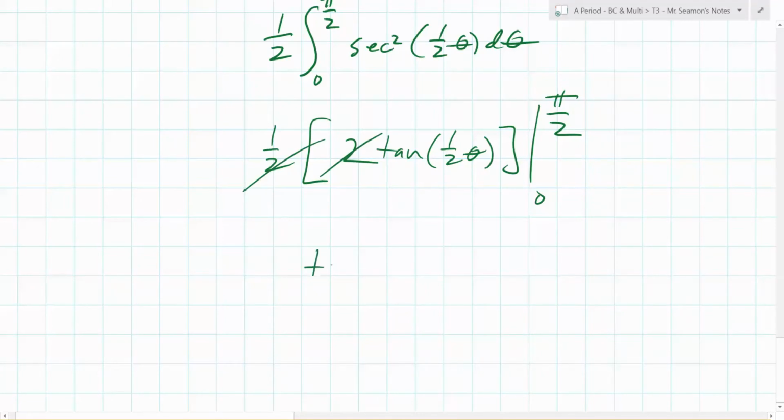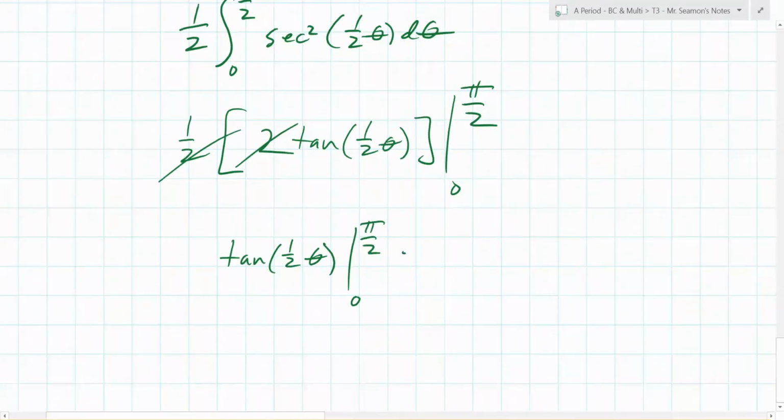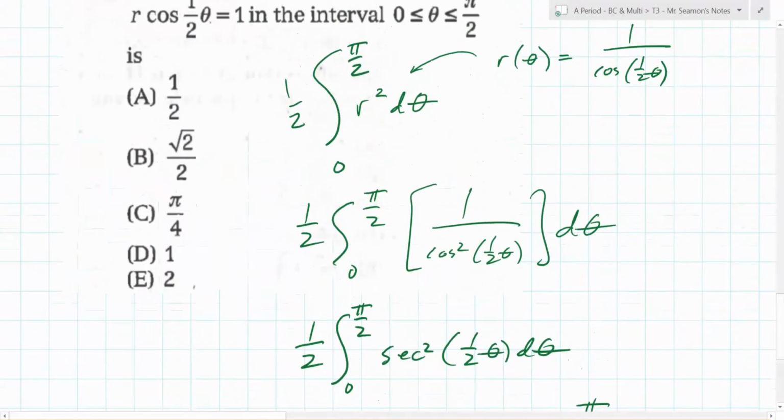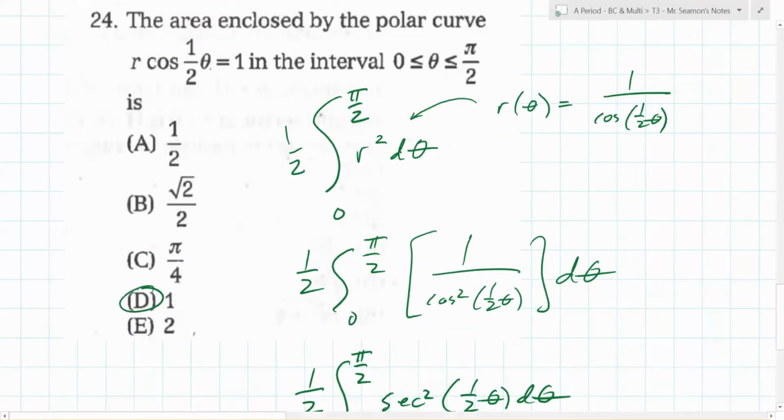So what are you looking at here? Tangent of 1/2 theta from 0 to pi over 2. So that's going to be equal to tangent of pi over 4 minus tangent of 0. What's tangent of pi over 4? 1. What's tangent of 0? 0. So you end up with 1. Is that an answer? It is.